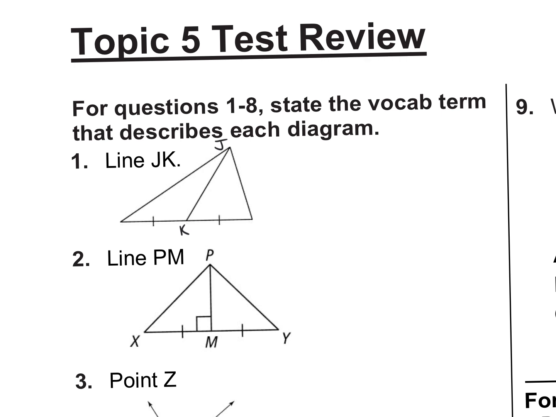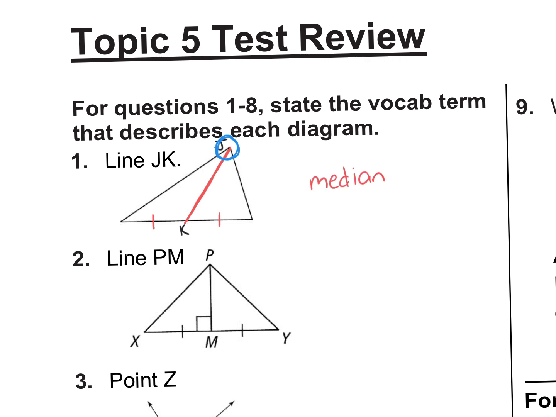So, number 1, it says line JK. What is happening? What's this line doing? Splitting the line in half. Splitting the other side in half. Where is it coming from? The vertex. So what is it called coming from a vertex, splitting the opposite side in half? Median. Okay, so number 1 is a median.